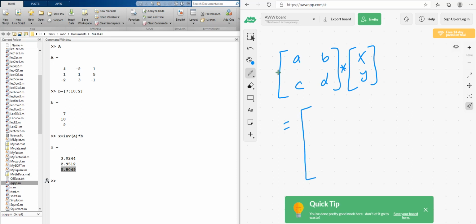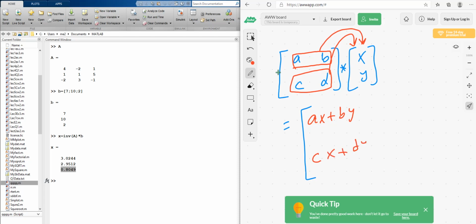If you remember, we take the first row and multiply it by the column. So it is a times x plus b times y, the first element. Then we take the second row times the column, so it will be c times x plus d times y. This is the result.